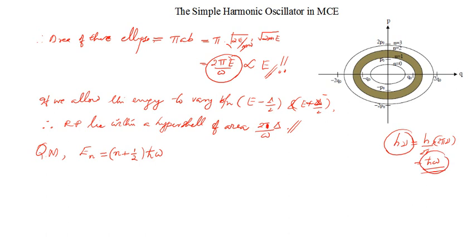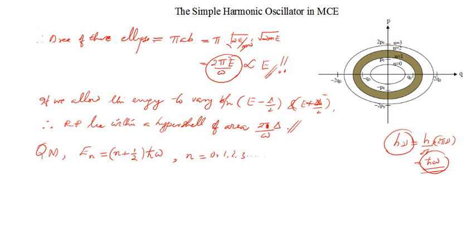The only difference is that we are using angular frequency in place of the linear frequency. Hence the symbol h becomes h cross omega. So E_n equals (n plus half) h cross omega, where the values of n are 0, 1, 2, 3, etc. So this is our common idea, right?